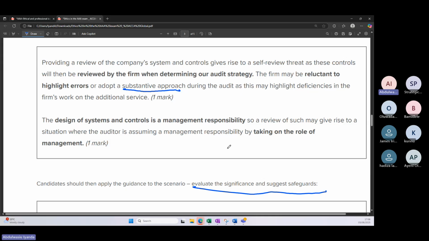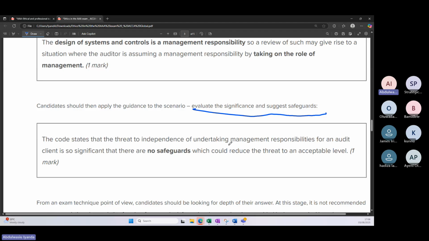So the last thing now is what you have to talk about: the safeguard. The code states that the threat to independence of undertaking a management responsibility of a client is so significant that no safeguard is available. And if there's no safeguard, it means you shouldn't accept it. This is a very critical rule.